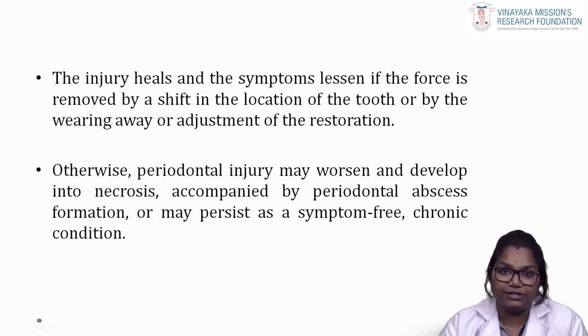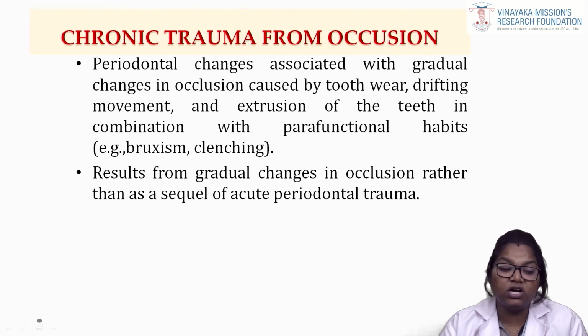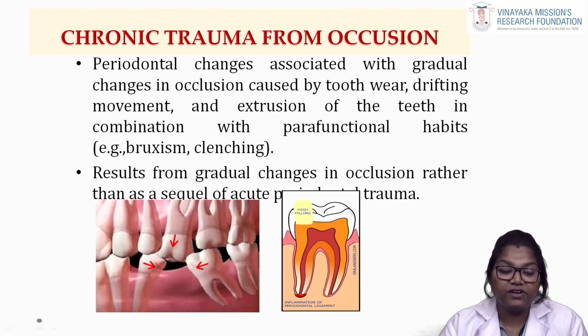and a chronic condition. So moving on to the next, chronic trauma from occlusion. As the name denotes, it is chronic; it goes on for a longer time. The periodontal changes are associated with gradual changes in occlusion caused by tooth wear, drifting movement, and extrusion of the teeth, in combination with parafunctional habits such as bruxism and clenching.